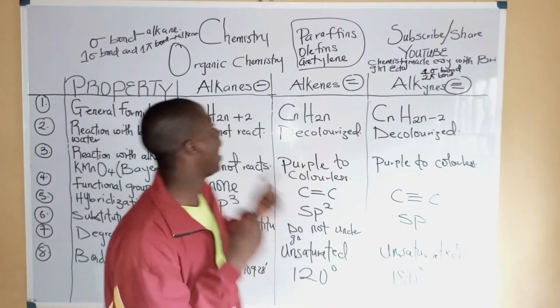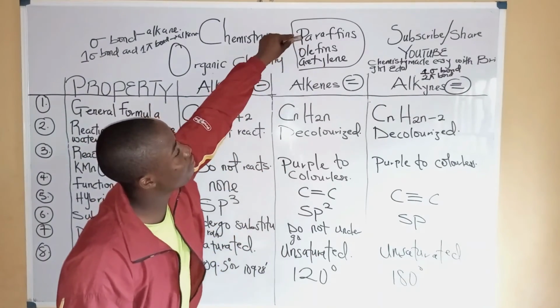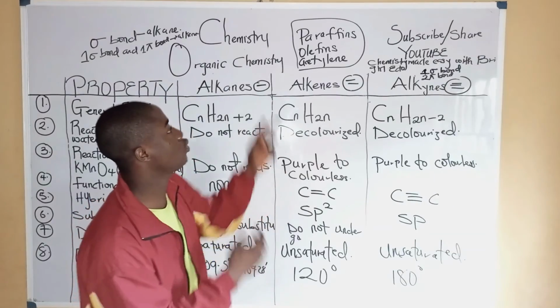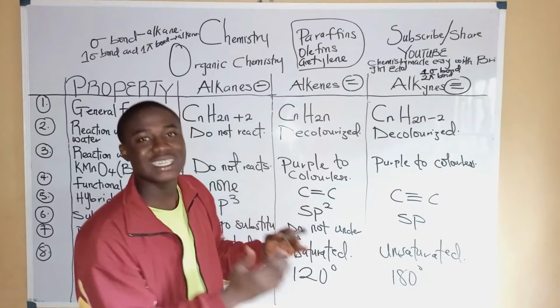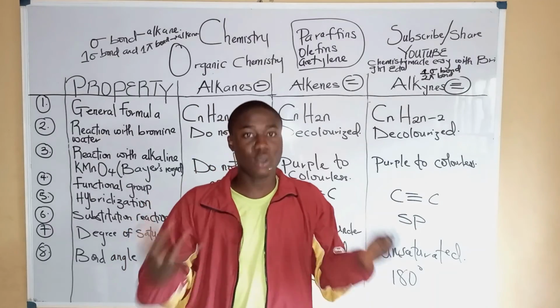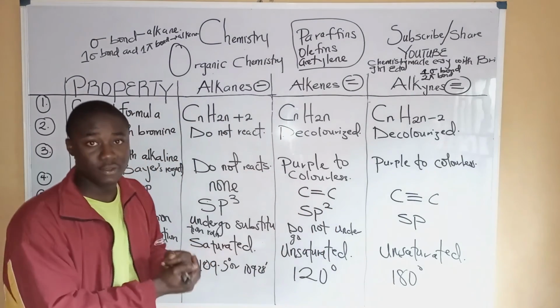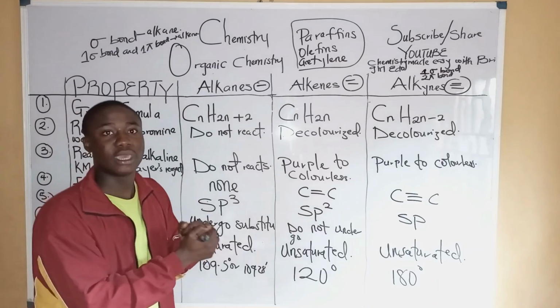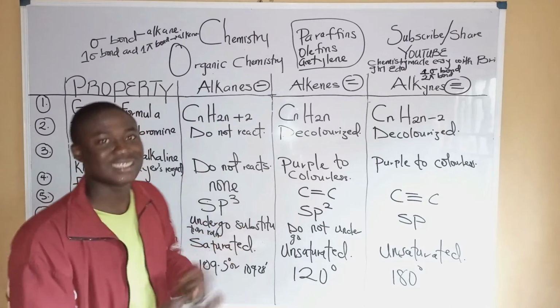So these are the differences between alkanes, alkenes, and alkynes. And remember, alkanes are also called paraffins, alkenes are also called olefins, alkynes are also called acetylene. I believe we now understand the concept about the differences between alkanes, alkenes, and alkynes.